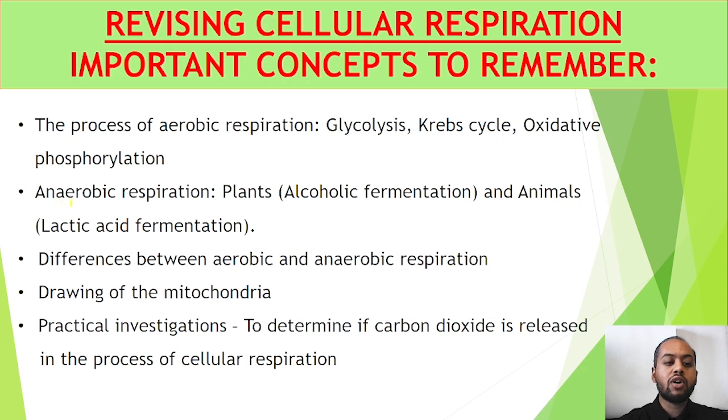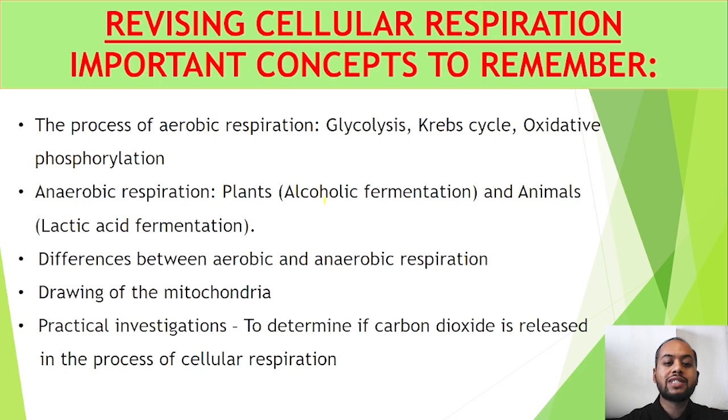The second type of cellular respiration, in addition to aerobic respiration, is anaerobic respiration. That is when living organisms undergo cellular respiration in the absence of oxygen. The first type of anaerobic respiration occurs in plants. That is alcoholic fermentation. Secondly, in animals, the type of anaerobic respiration will be lactic acid fermentation.